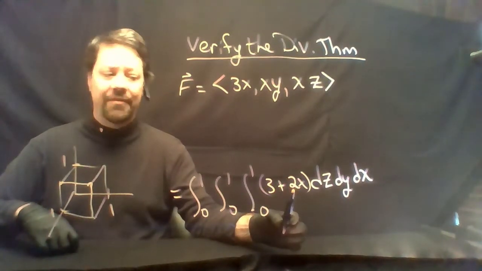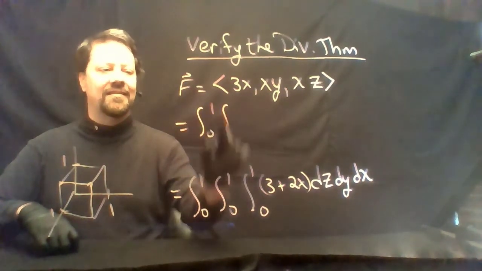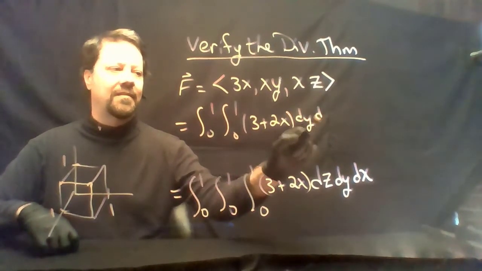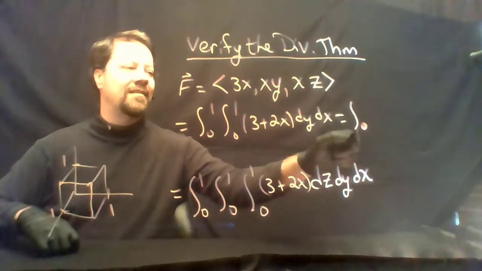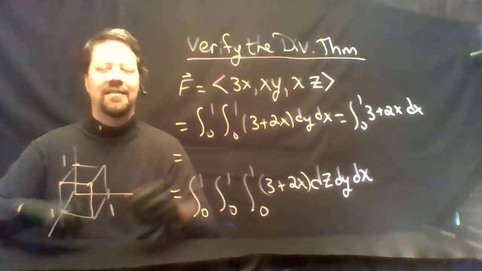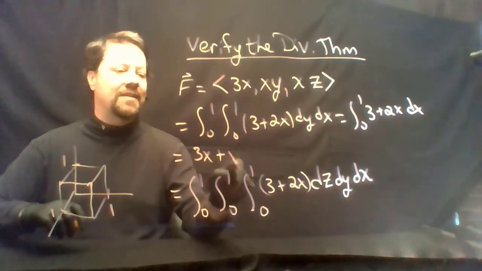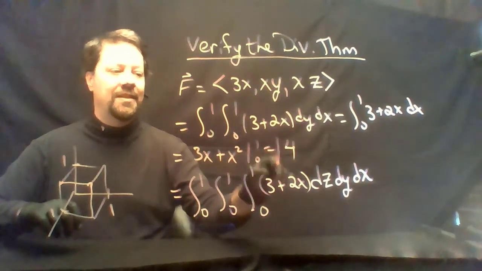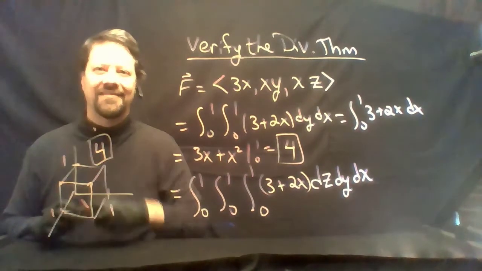This being constant relative to x, we get this constant times the interval length. But the same can be said with respect to y. Applying the fundamental theorem of calculus, we'll have 3x plus x squared evaluated from 0 to 1. The answer is 4. We'll preserve that answer over here.